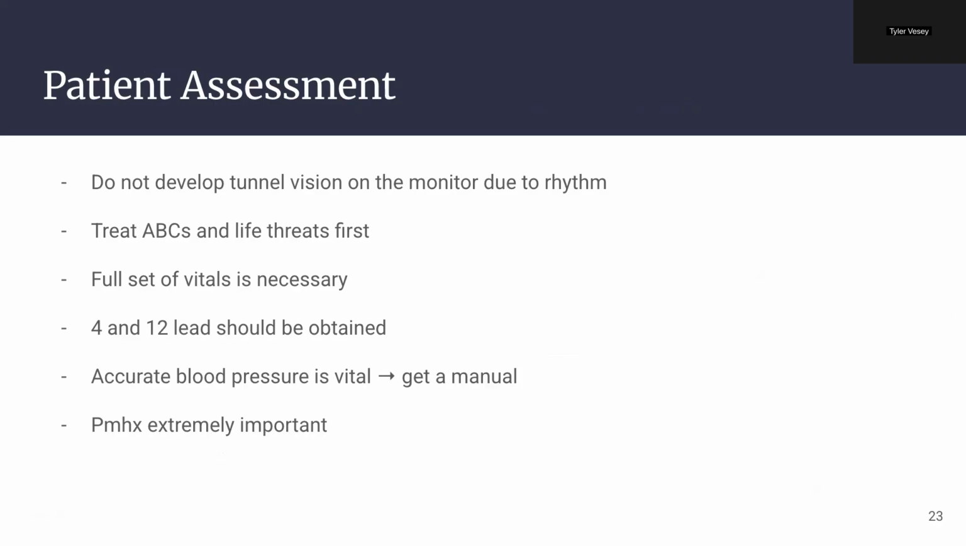So you don't want to develop a tunnel vision on the monitor. You might see a very high heart rate, but ultimately it's BLS before ALS. We're still gonna treat our ABCs first. If this patient is having a hard time breathing or is not breathing on their own, we're gonna address that, and then we're gonna look at the rhythm. Of course, I'll say that with the caveat of if they do not have a pulse, obviously we're doing CPR. But if you have a tachycardic rhythm with a pulse, do not develop tunnel vision.